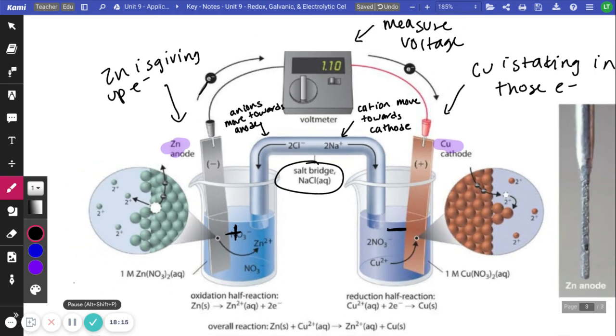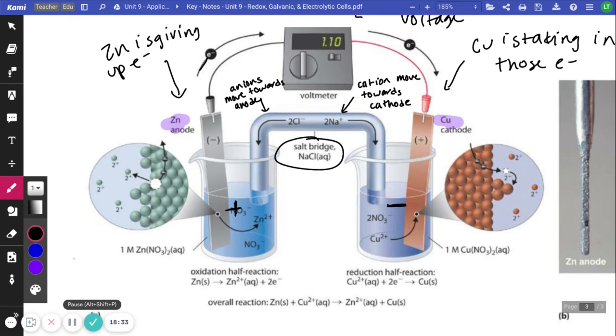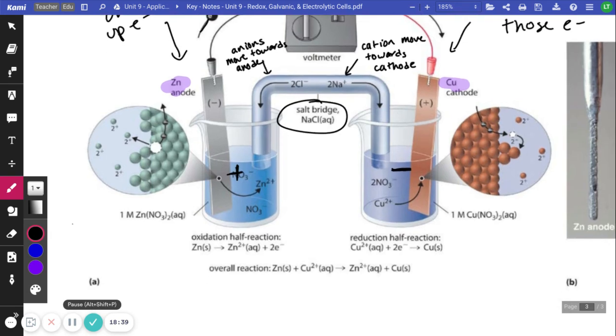Okay, so that's kind of the basics of how it's working. Your oxidation is occurring at the anode, and electrons travel through the wire to the cathode where reduction takes place. And we have that salt bridge there to balance out our charges. Now, the next thing I want to talk about is looking at these close-up pictures of what's actually going on.